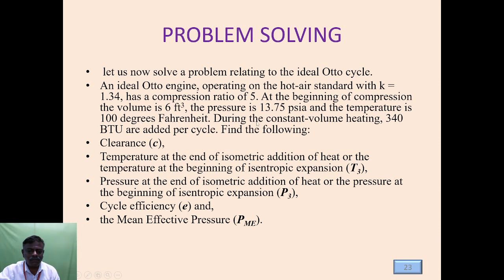During the constant volume heating, 340 BTU (British thermal units) are added per cycle. Find the following: clearance C, the temperature at the end of the isometric addition of heat, or the temperature at the beginning of isentropic expansion T3, the pressure at the end of isometric addition of heat, or the pressure at the beginning of the isentropic expansion P3, and the cycle efficiency and the mean effective pressure. These things we have to find out in this problem.